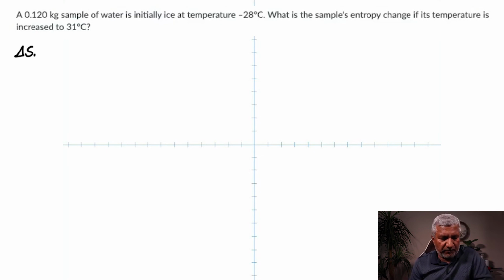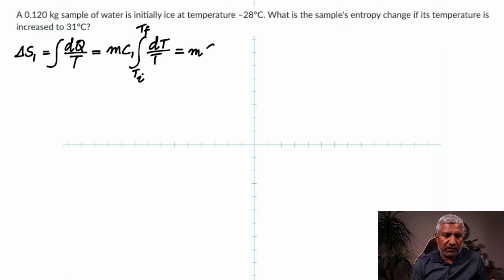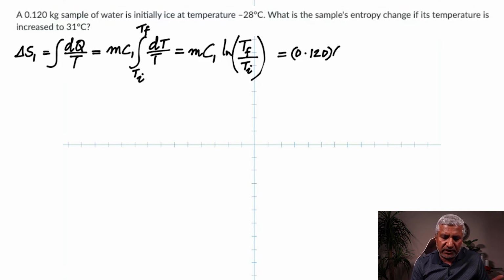Process number one, change in entropy. This is the formula: integral dq by T, where dq is mc dt. So mass and specific heat are constants, so I took them out of the integral. And once again, you're going to get natural log because it's 1 over T dt. Natural log T final divided by T initial. That's the formula for that. And the mass was 0.120, in kilograms.